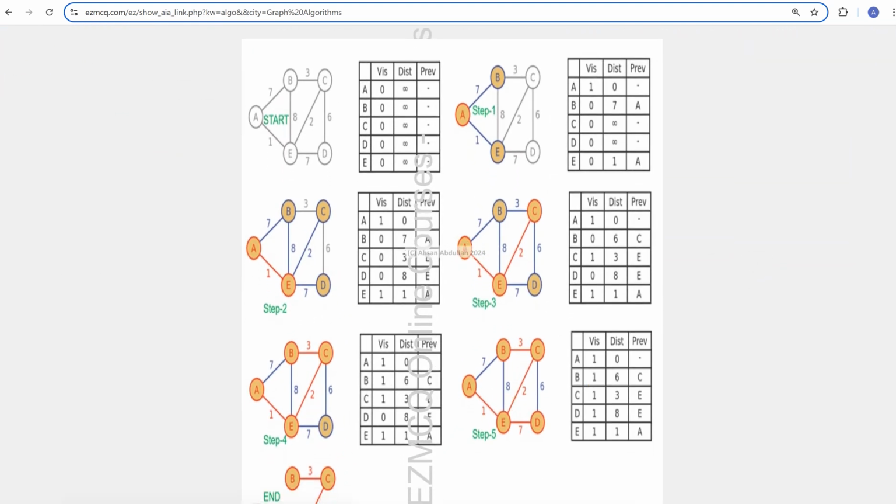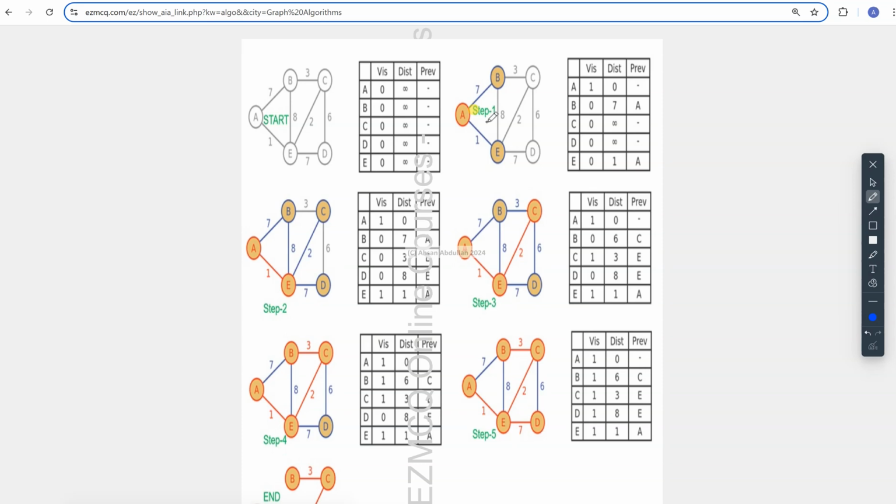So this is the scenario we have. The starting vertex is A, and VIS is the vertex visited. When a vertex is visited, this is set to 1. Since a vertex has not been visited yet, the distance from the previous vertex through which it was reached is infinity. Since nothing has started, it is not valid.